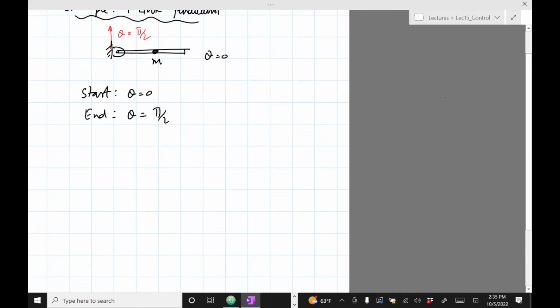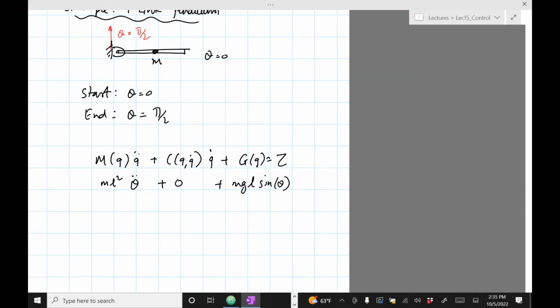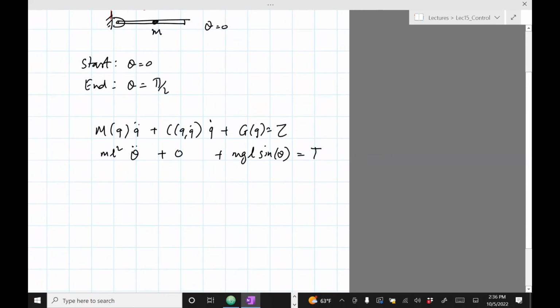The system dynamics are very broad: M(q) q double dot plus C(q, q dot) q dot plus G(q) equals tau. But it's really theta double dot. I think it's ml² theta double dot plus, there's no damping, plus mgl sine theta equals the torque. So I'll have two controllers.